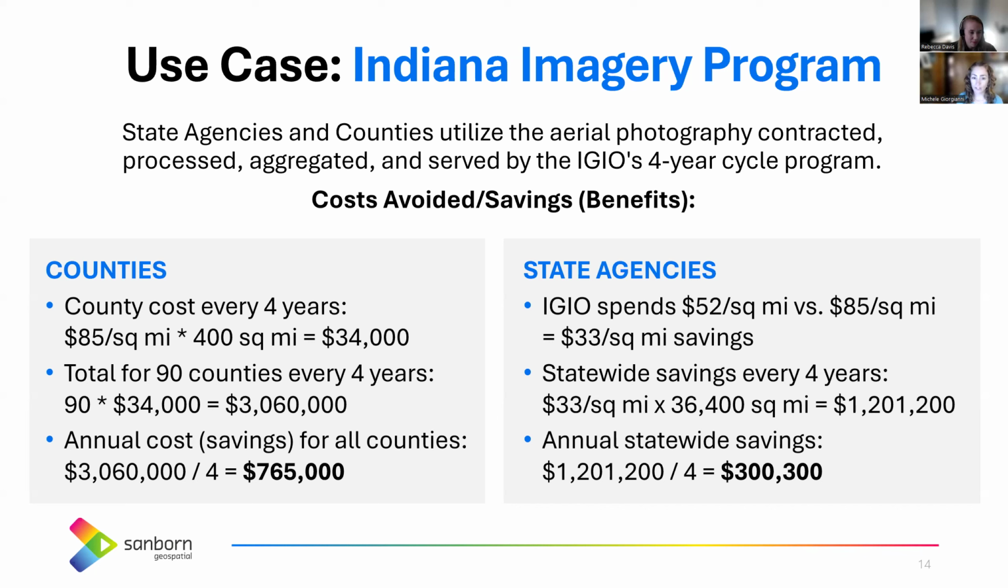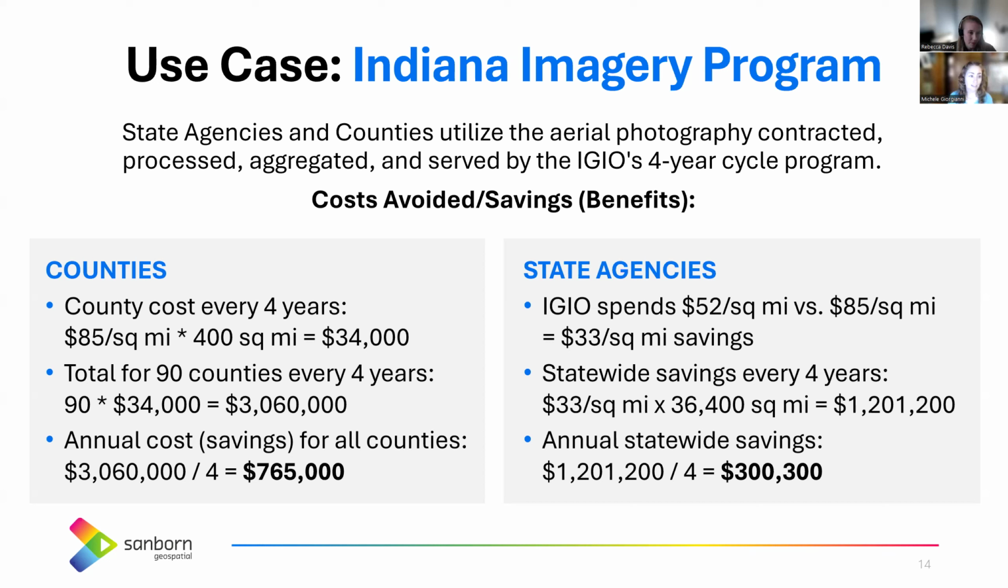So here on the screen, you can see an example where we are showing just some of the ROI of Indiana's statewide imagery program, which is on a 4-year cycle. I want to caveat that this is really just looking at cost savings that the office is providing to state agencies and counties. It is not accounting for a full buildup of every potential benefit that this program might be generating across all potential stakeholders.